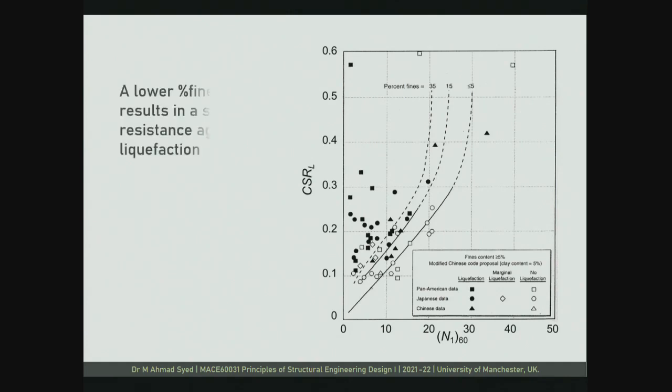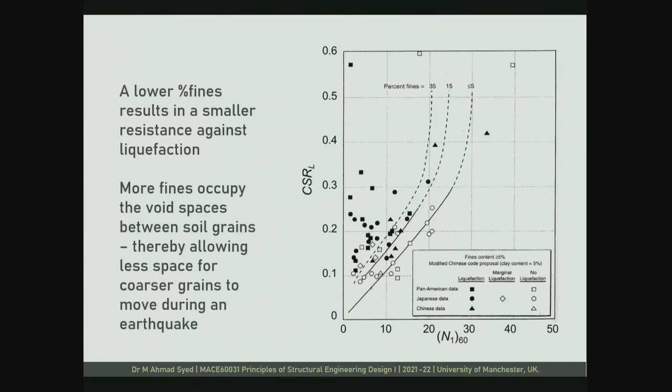So a lower percentage of fines results in a smaller resistance against liquefaction, and more fines occupy the void spaces between the soil grains, thereby allowing less space for coarser grains to move, and as a result you have less chances of liquefaction.